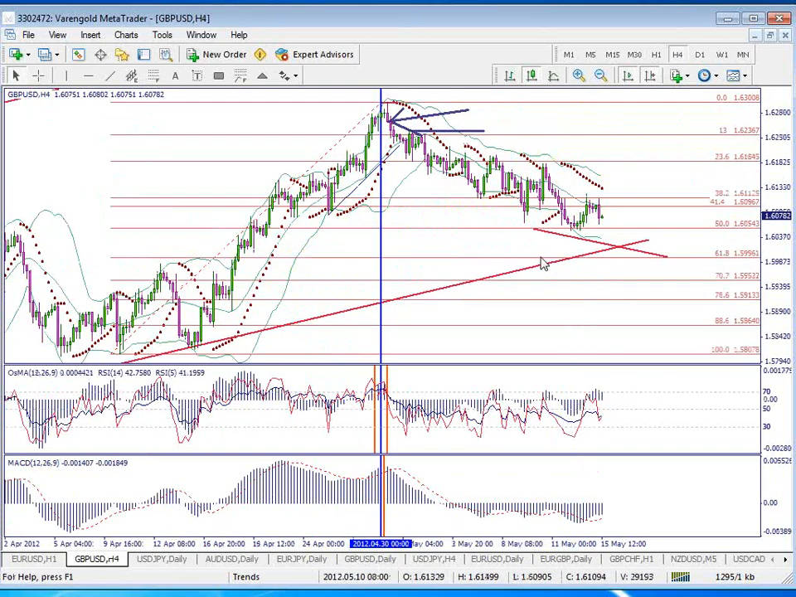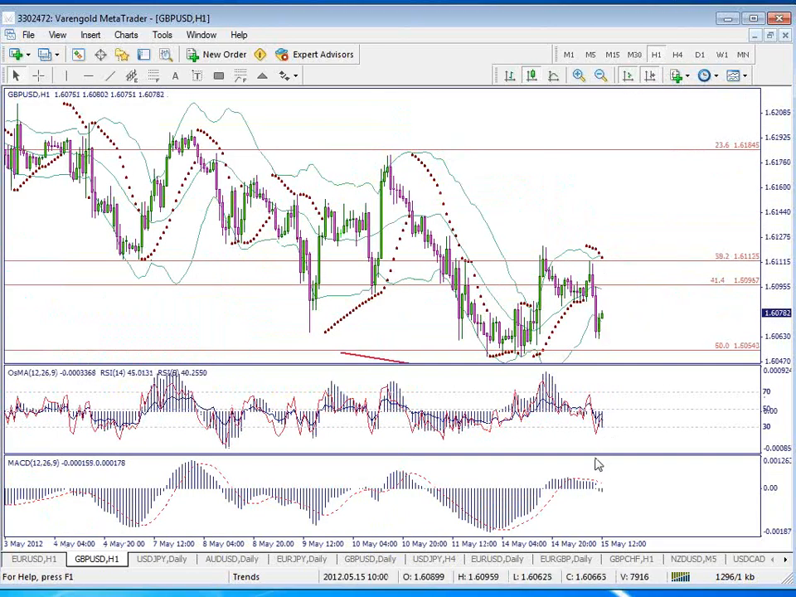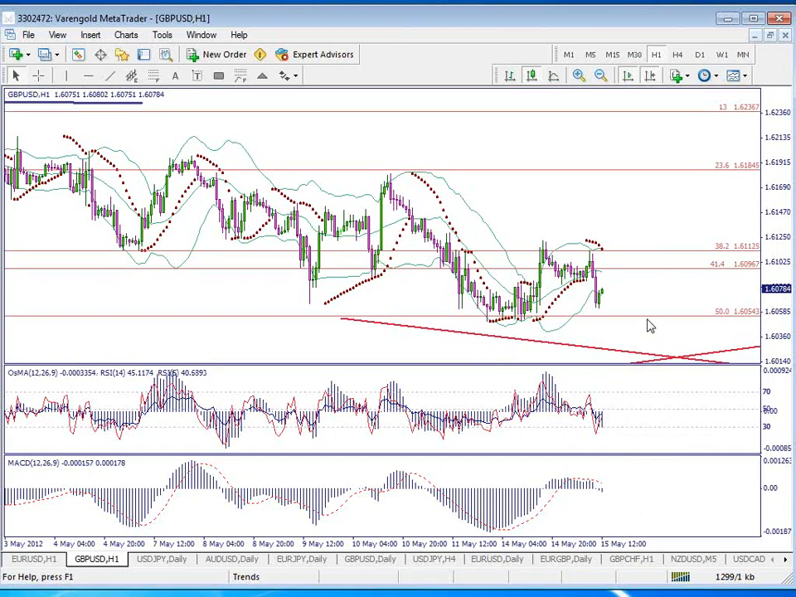If we are going on smaller time frame, like 4 hours, we can see that the pair was rejected from the middle Bollinger Band, 38.2, 41.4 level, and went into the down direction. And into 1 hour, here was a signal for sell, also confirmed by MACD, so probably the pair will test at least 50 level or the inferior channel line.